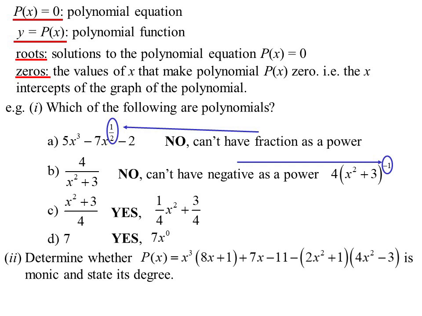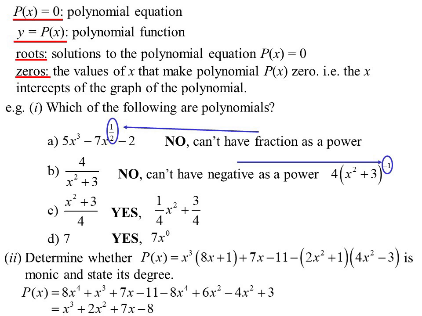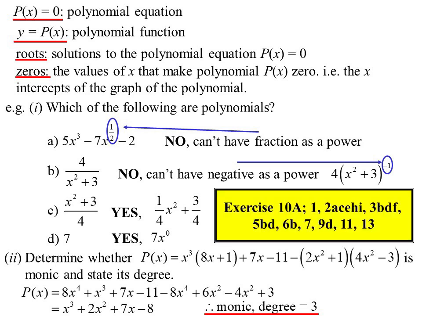But actually, if you expand the whole thing out, there's the 8x to the power of 4, and then later on there's a minus 8x to the power of 4. So they cancel away, and we get x cubed plus 2x squared plus 7x minus 8. So yeah, that is actually a monic polynomial of degree 3. A little recap of the definition of polynomial.